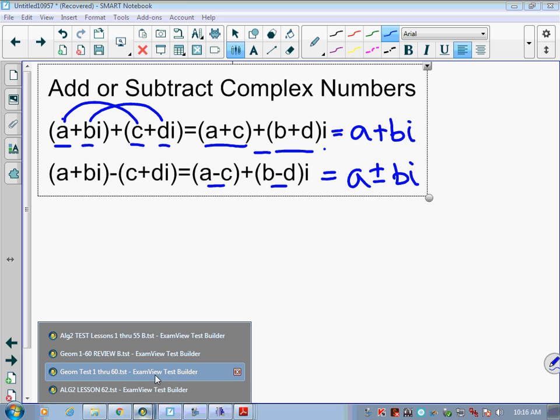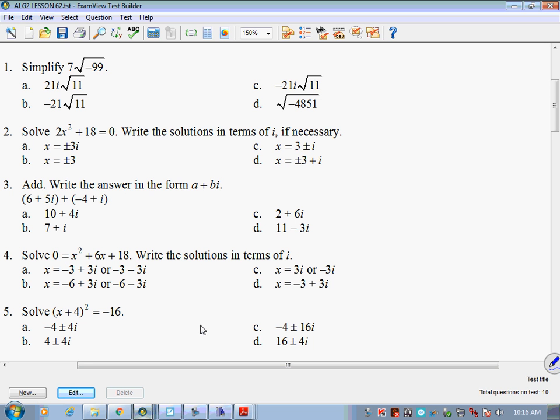Okay, and I believe I sent this to you. You guys can check. Did you get this page right here? Okay, so let's go through this. 7 times the square root of negative 99. What can I take out of that square root? Anybody tell me? I can take out, but what does it become? I'm not just writing -1 on the outside.